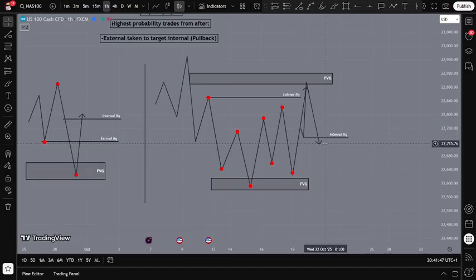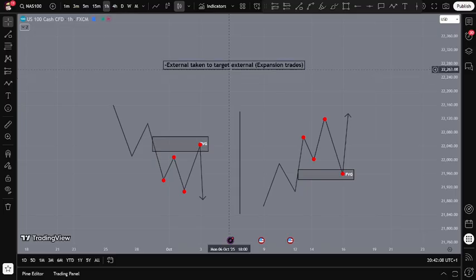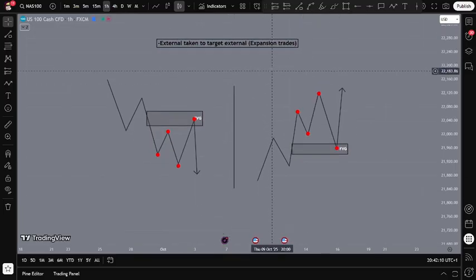And here's another example. So let's say price is up here, right? After sweeping this external liquidity and the pro trend is bullish, this is going to be sold as a pullback trade after taking this internal. So you can trade from here to target this internal, but only this because from here we expect the price to even go higher.